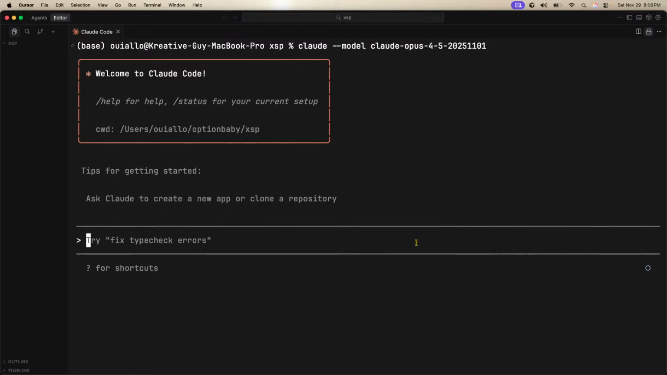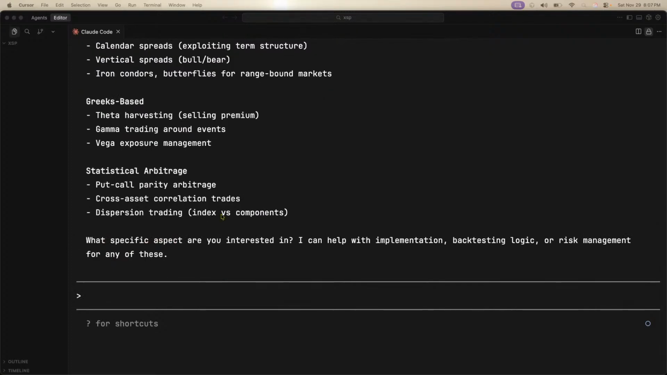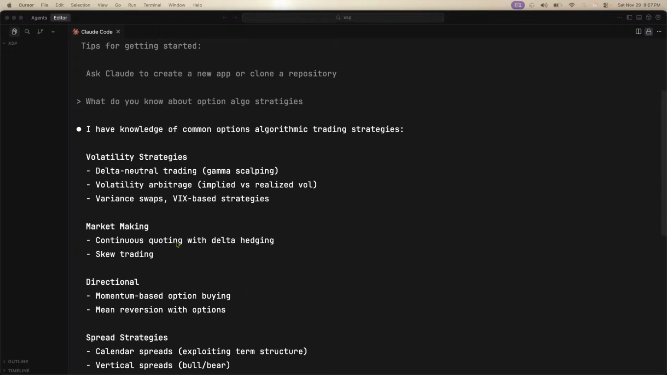Now what we're going to do, I want to set the stage, right? So what I want to say is, what do you know about option algo strategies? Let me try to spell it. Okay, whatever. All right, here we go. I have knowledge about the common option algorithmic strategies. Here are a few that it knows.